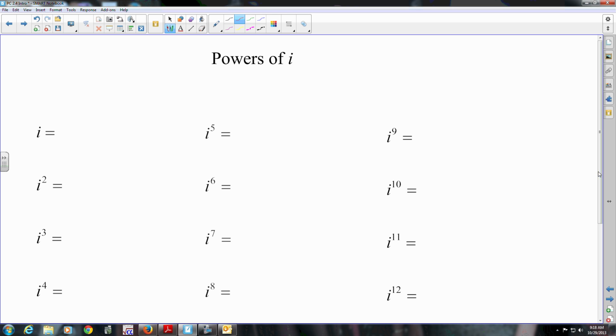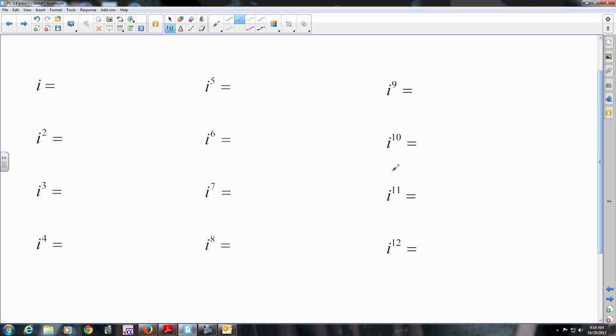Powers of i. Before I go to multiplying, I just want to remind you guys a little bit about this. i is the square root of -1. i squared, by its definition, is -1. i cubed, think of it as i squared times i. i squared is -1 times i. Don't bother evaluating the i, it's just -i. i to the fourth is i squared times i squared, which is -1 times -1, so i to the fourth is 1.